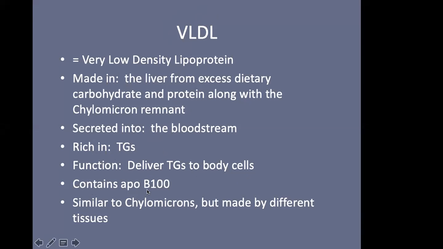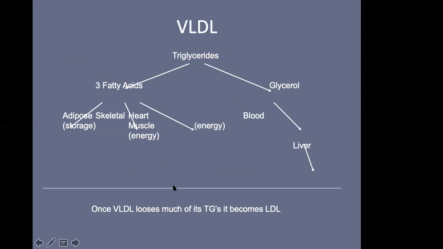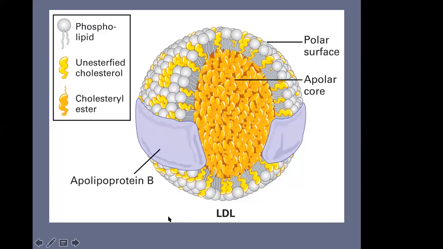Next, it contains ApoB100. Now you will ask, what is ApoB100? This is a simple picture of lipoprotein. It has an outer core and an inner core.